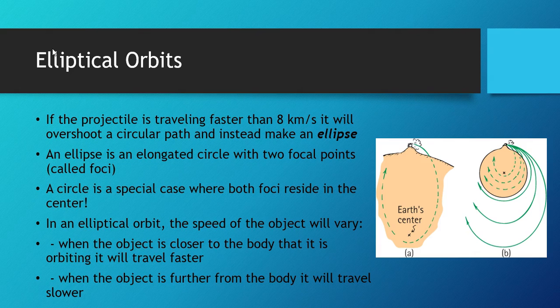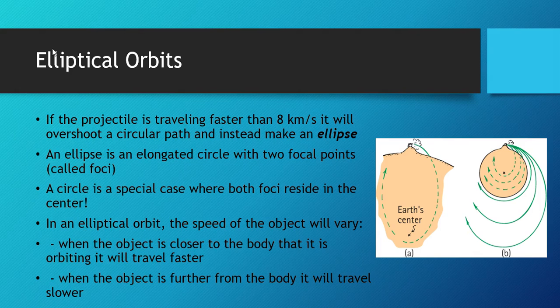So in an elliptical orbit, there's a couple of different things. The distance from the object that is being orbited changes over time. So at some points in the orbit, the thing will be closer, and some points it'll be further away. That means that the speed changes. When it's closer, it's going to speed up, and when it's further away, it's going to slow down.